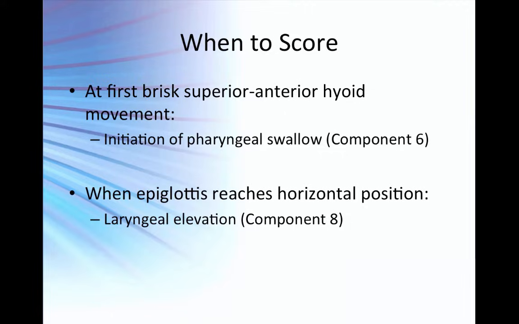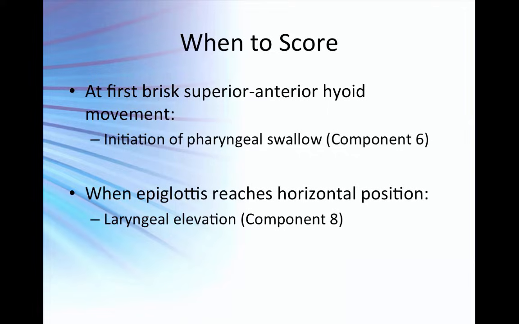Component number 8, it's very important that you apply your score when the epiglottis reaches its horizontal position. We know from the literature that as the larynx elevates, the epiglottis assumes a horizontal position. So that's what we use as the point in time to make our assessment of arytenoid to epiglottic base contact. This comes from work by Ole Ekberg, comes from work by Pete Carrillis, etc. So it's very important that you score when the epiglottis is horizontal.